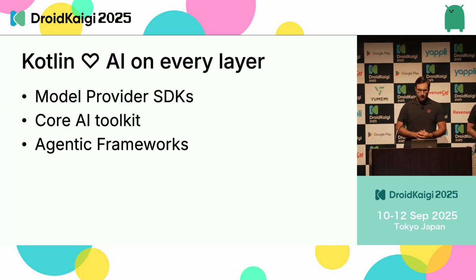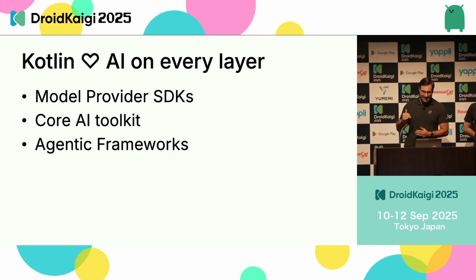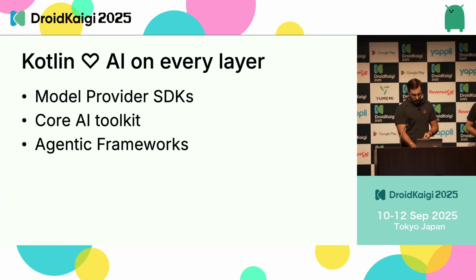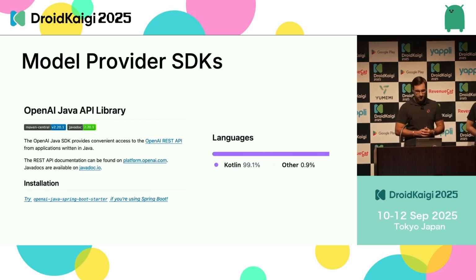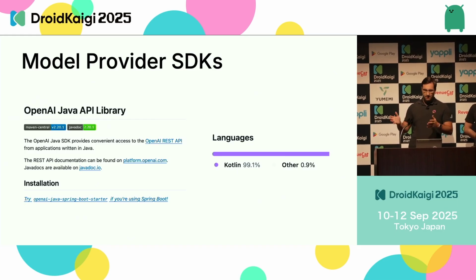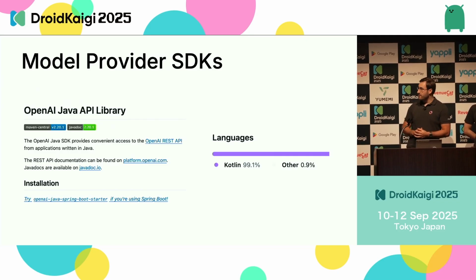We'll get a brief overview of all these layers, but we'll spend most of our time talking about that last layer, the agentic framework. On the lowest layer, we have the model provider SDKs. These are SDKs that are being provided by the LLM vendors itself. For example, here we have the OpenAI Java API library. It's very funny because it is designed for use with Java, but our friends at OpenAI have chosen Kotlin to actually design the implementation of it. So we think that's a really great choice.